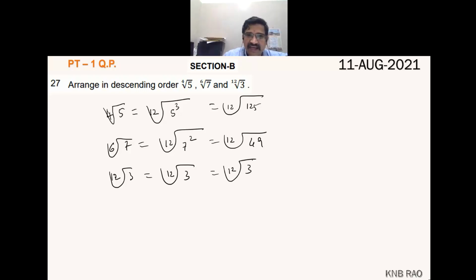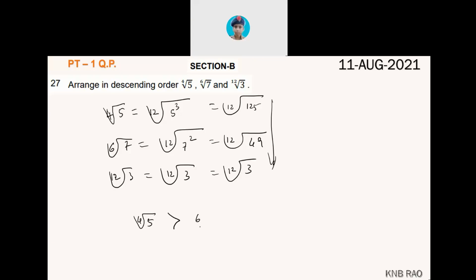Now tell me, descending order is easy, isn't it? 12th root 125 comes first. That means 4th root 5 comes first, it is bigger. 12th root 49 means 6th root 7 comes next. Finally, 12th root 3. Understood? So this is the way of doing it.